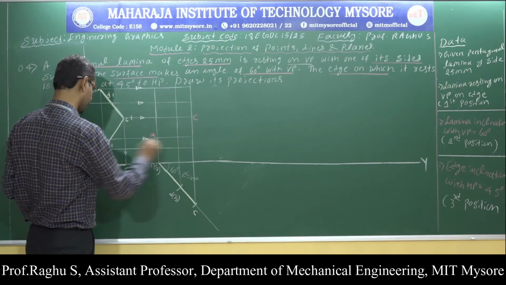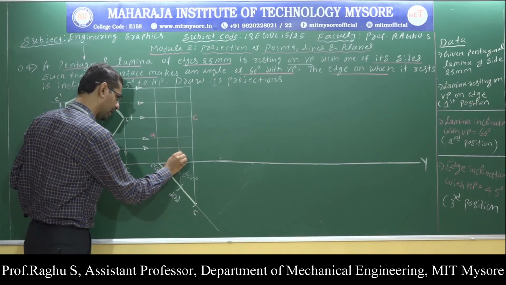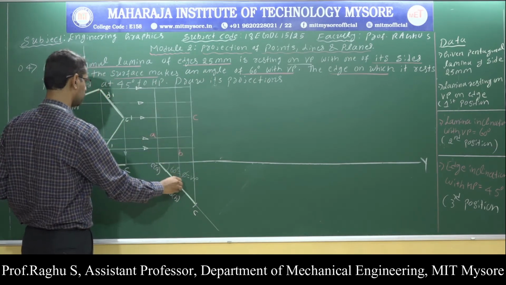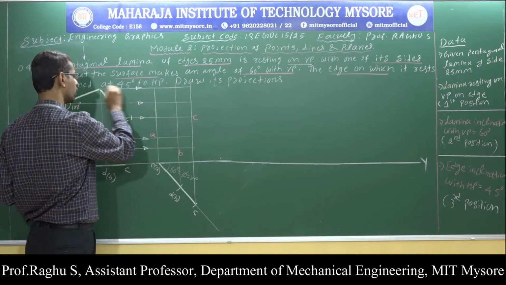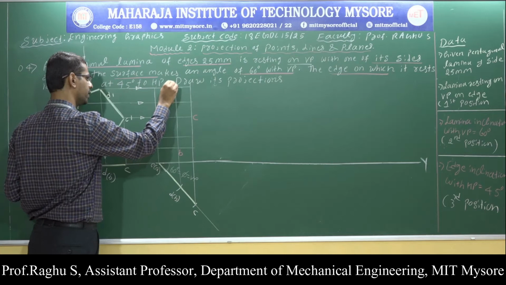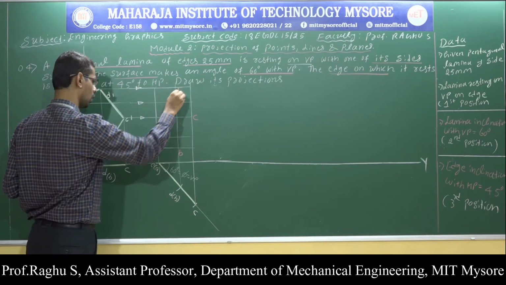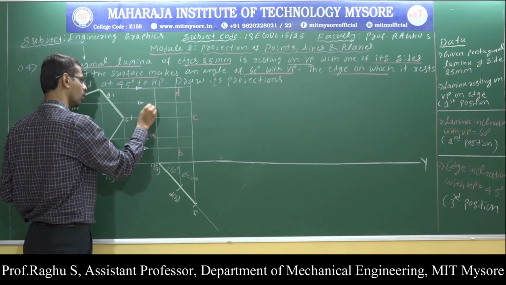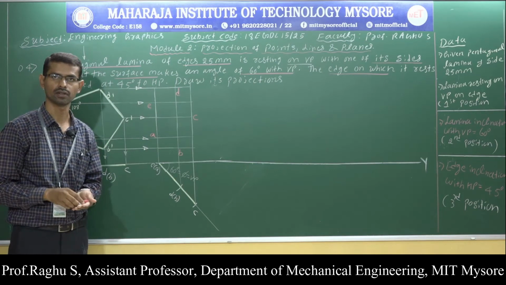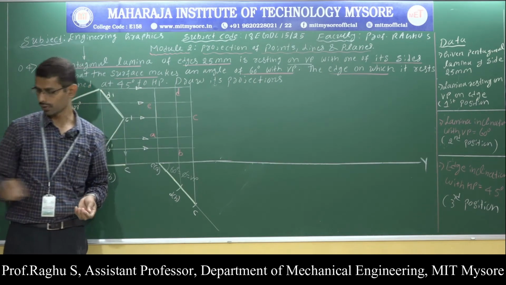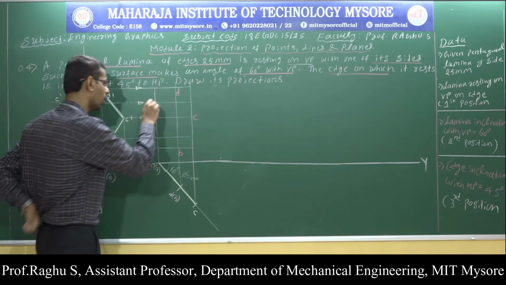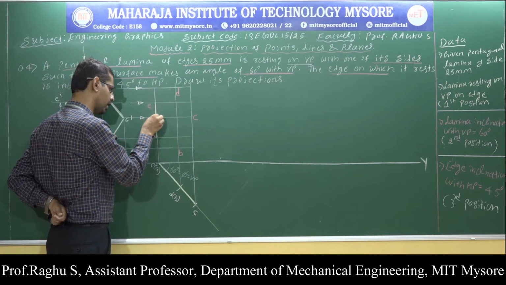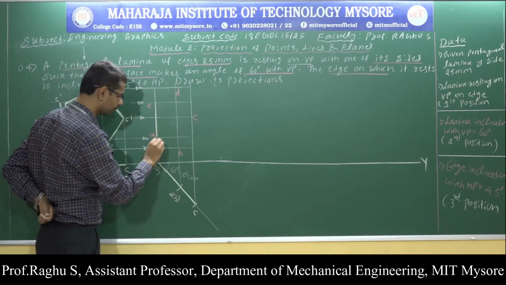Vertical projection of point B, horizontal projection of point B, point B. Vertical projection of point C, horizontal projection of point C, point C. Next, vertical projection of point D, horizontal projection of point D. Here you will get point D. Vertical projection of point E, horizontal projection of point E. Here you will get point E, or corner E. Now connect all 5 corners using dark lines.